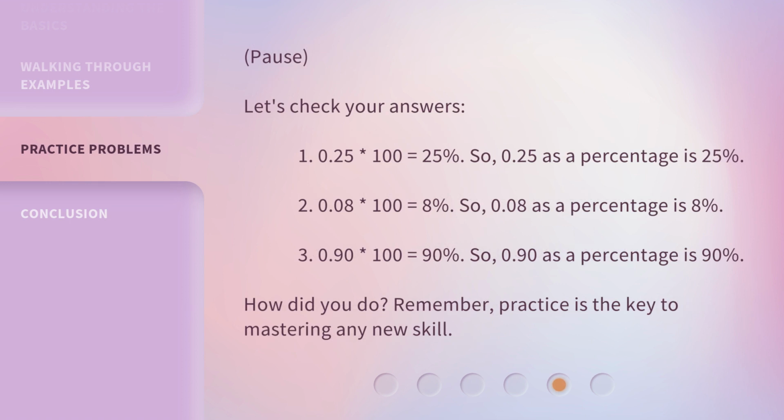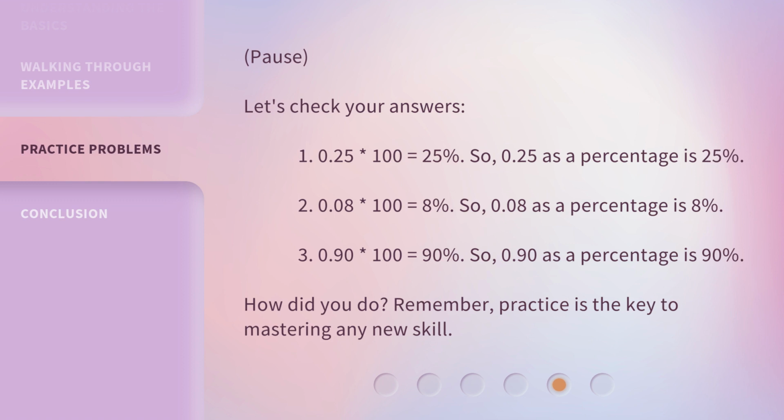Pause. Let's check your answers. 1. 0.25 times 100 equals 25%. So, 0.25 as a percentage is 25%. 2. 0.08 times 100 equals 8%. So, 0.08 as a percentage is 8%.